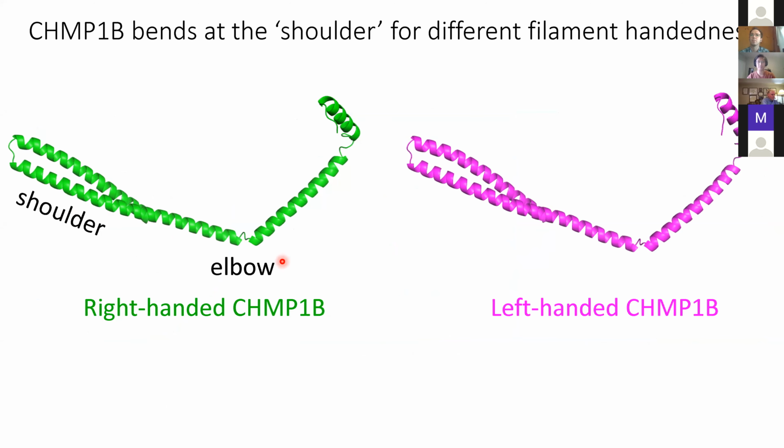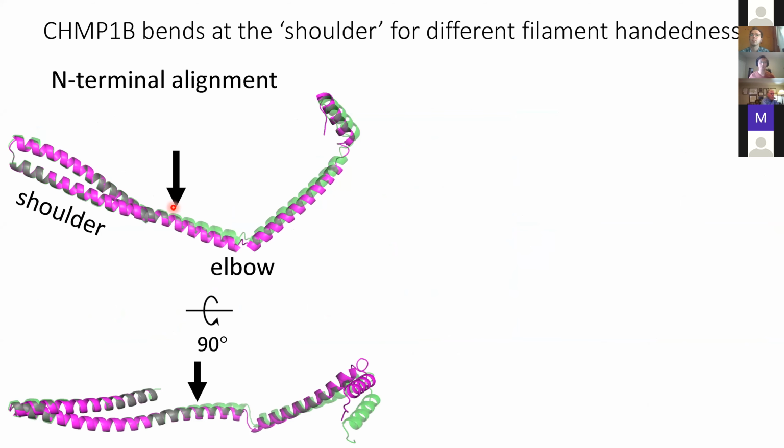If you do an overlay based on the N-terminus, you notice there's a slight hinge right in between the shoulder and the elbow. Again, we like to think of CHMP1B as an arm, and it's kind of like the rotator cuff joint of this molecule. The way we try to think about this is when it's polymerizing on a membrane, as it's finishing one turn, it can either continue the turn upward or downward, and that's what's dictating filament handedness.